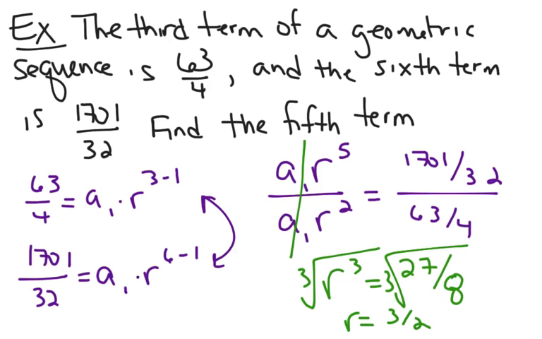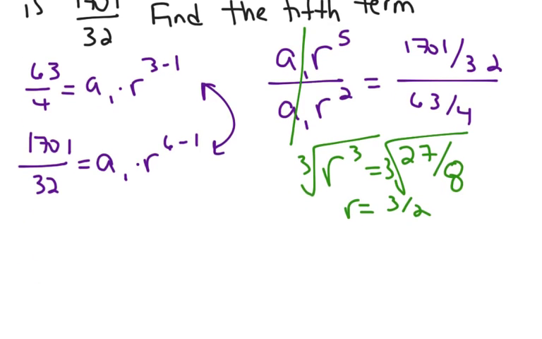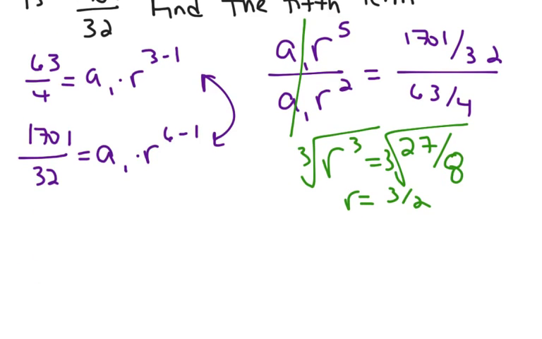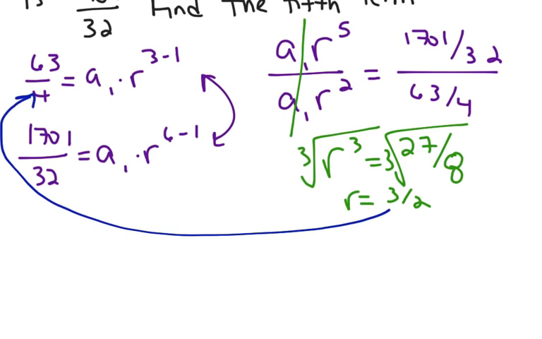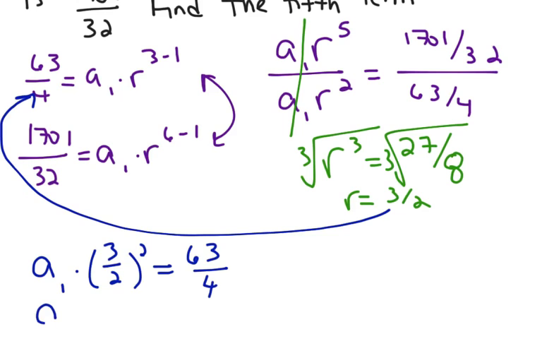Well, now I know what the common ratio is. Now I need to go back and find the first term. So I'm going to plug this r back into either of the original 2 equations. I'll pick this one. So a sub 1 times 3 halves to the 2nd power is going to equal 63 over 4. Well, 3 halves squared is 9 fourths.